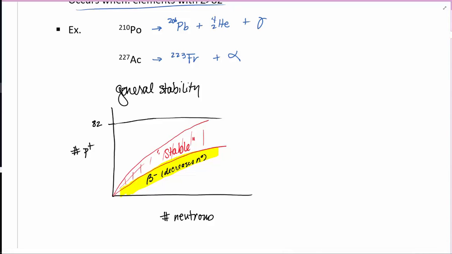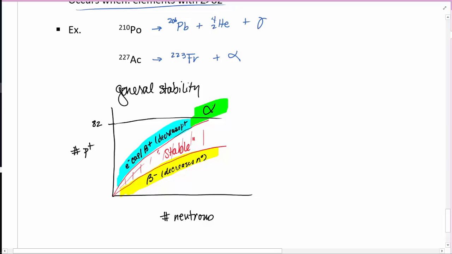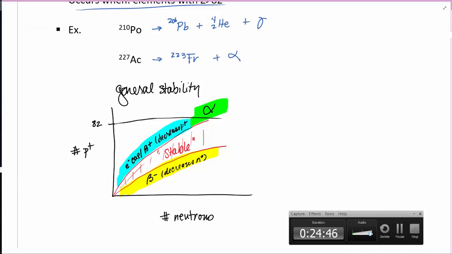If you are over here, for example, these guys tend to decay by either electron capture or positron emission because that decreases your protons. And anything over atomic number 82 is going to be radioactive. And so when we start getting up here above 82, these guys are alpha emitters. They decrease the number of protons immensely. All right, that was a lot of stuff, but that concludes the first one.